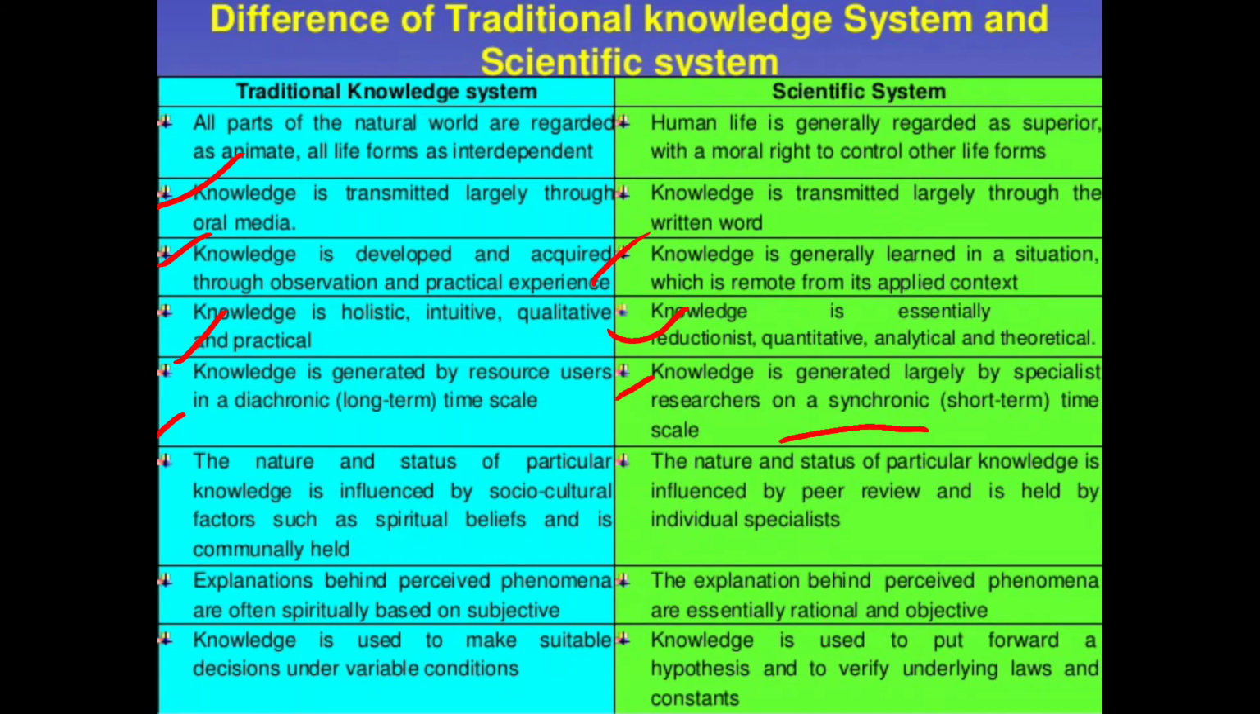In the traditional knowledge system, the nature and status of a particular knowledge is influenced by socio-cultural factors such as spiritual beliefs and is communally held. And in a scientific system, the nature and status of a particular knowledge is influenced by peer review and is held by the individual specialist. In a traditional knowledge system, explanations behind perceived phenomena are often spiritually based and subjective, and in a scientific system, the explanations are essentially rational and objective. Then the last point: in traditional knowledge, knowledge is used to make suitable decisions under variable conditions, and in a scientific system, knowledge is used to put forward a hypothesis and to verify underlying laws and constants.